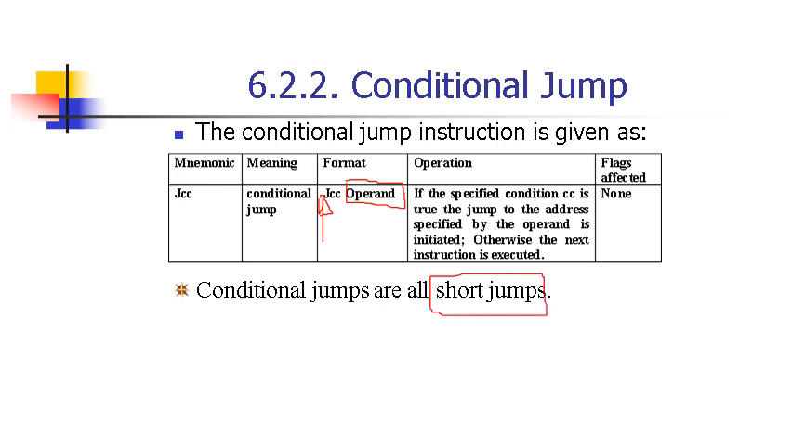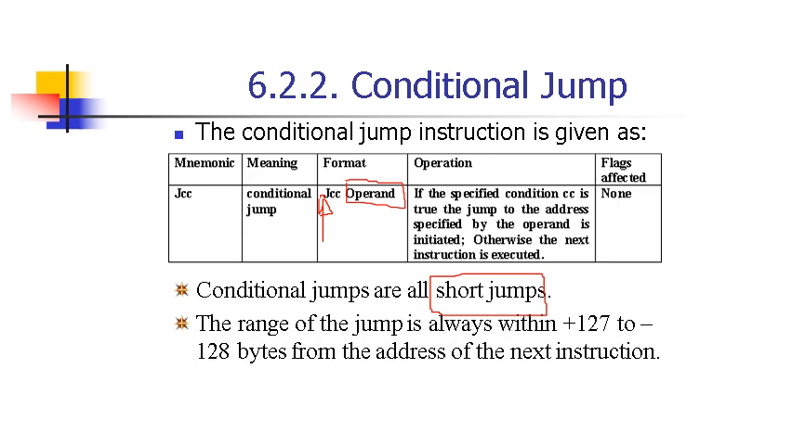So you're not allowed to do a conditional jump and go outside the code memory segment, or even do a near jump. You're allowed only to jump as many as 127 bytes forwardly and as many as 128 bytes backwardly. Okay, this is the range of your jump, plus 127 bytes to minus 128 bytes. Good.